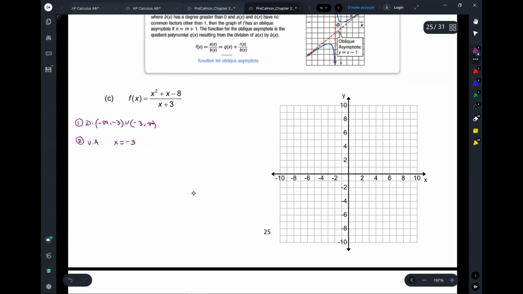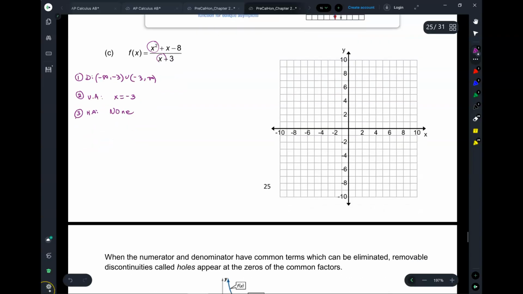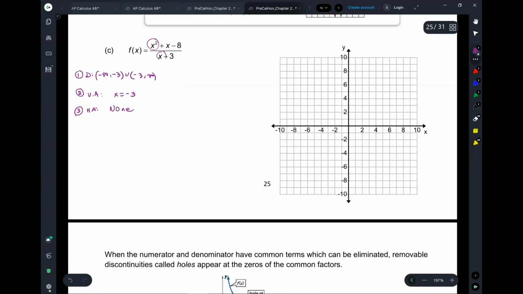Okay. All right, so horizontal asymptotes, this one doesn't have any, so we just say none. But if you look at the degree here and the degree here, you see that x squared, right? The exponent is 2 on top, but only 1 here on the bottom. So we need to find the oblique asymptote. Now, previously, this used to be called a slant asymptote, right? But they're the same thing.